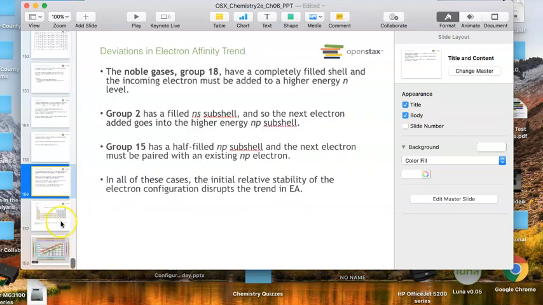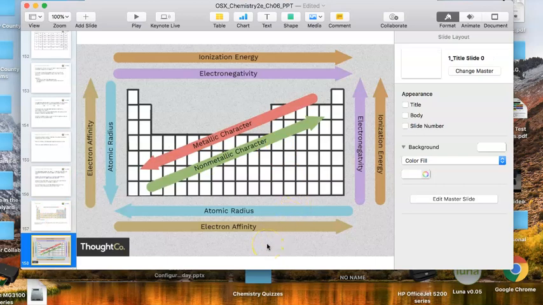All right, so let's look at the trends for electron affinity. As you go from the bottom up, electron affinity increases. So we notice as the size of the atoms decreases, electron affinity increases. As you go from left to right, the electron affinity increases, and the most electronegative element is fluorine. Fluorine has the highest electronegativity.